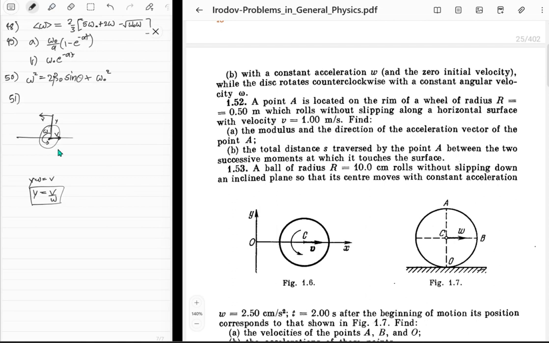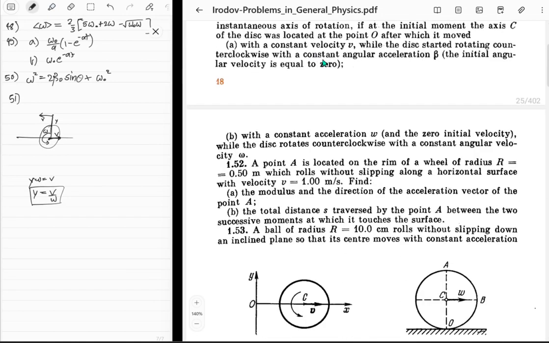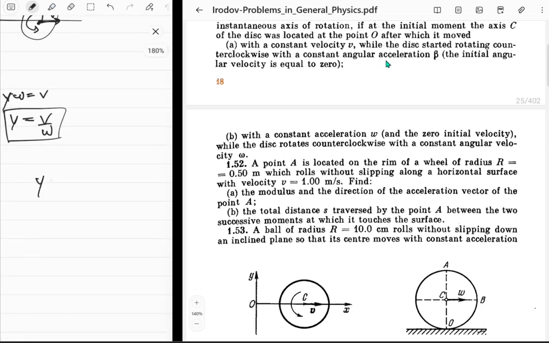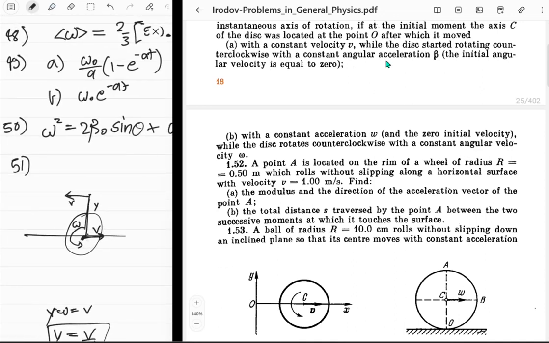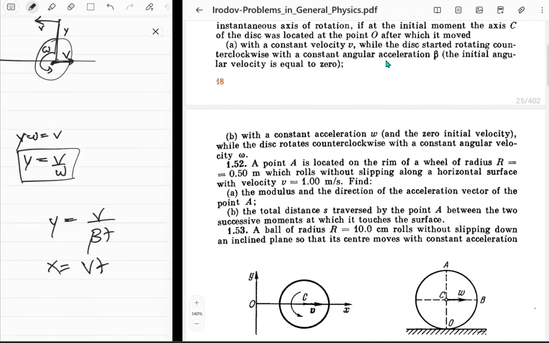So let's go for the first case. This was 51. The first case is with a constant velocity v, while the disk starts rotating counterclockwise. The initial angular velocity is 0 with constant angular acceleration beta. Then for this, y is equal to v upon beta times t. And of course, x is just v times t. So that should make sense. Yeah, looks about right.